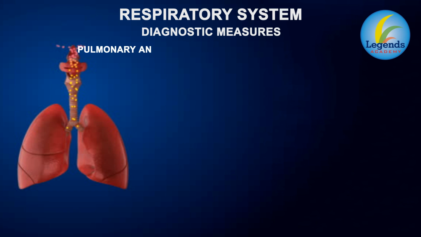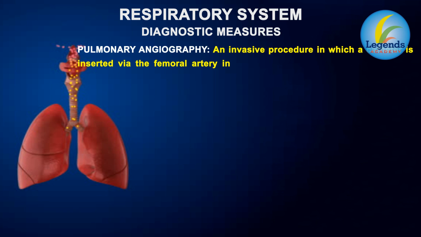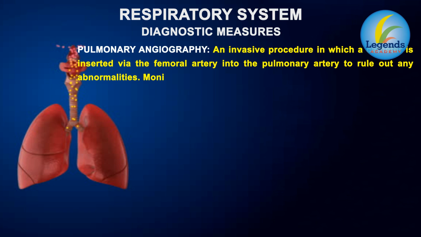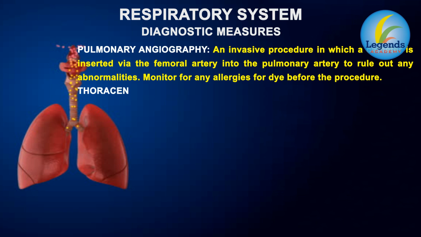And next one, pulmonary angiography, an invasive procedure in which a catheter is inserted via the femoral artery into the pulmonary artery to rule out any abnormalities. That means it's a test to see how your blood flows through the lungs. So you have to ask about any allergies to dye before the procedure.